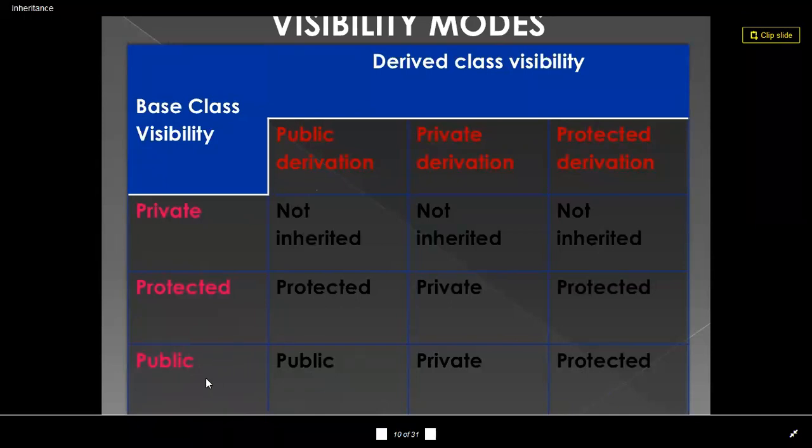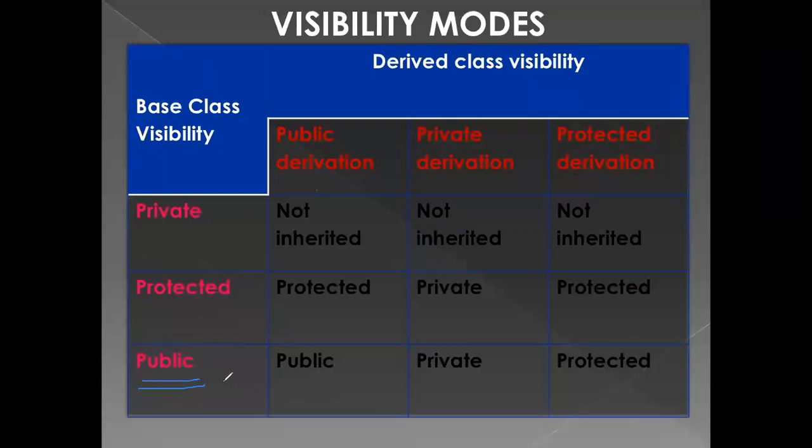So let's start with the simple one, public. Whenever you inherit a class, we'll go in this direction. If the variables in the base class are public, then with public derivation they remain public. If the derivation is private, they become private. If the derivation is protected, they become protected. Secondly, if it was protected in the first place, with public derivation it remains protected, that's okay.